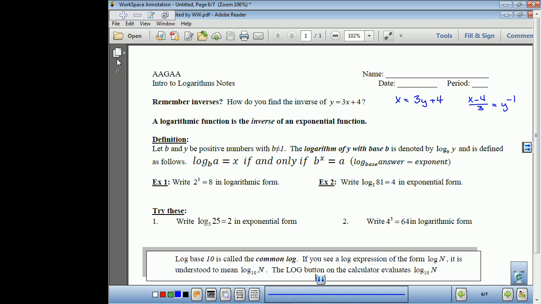Now, a logarithmic function is the inverse of an exponential function. Logarithmic is the inverse of an exponential. So on all those problems where we were trying to solve for the exponent, it would be so much nicer if we had a way. And using logarithms is our way.